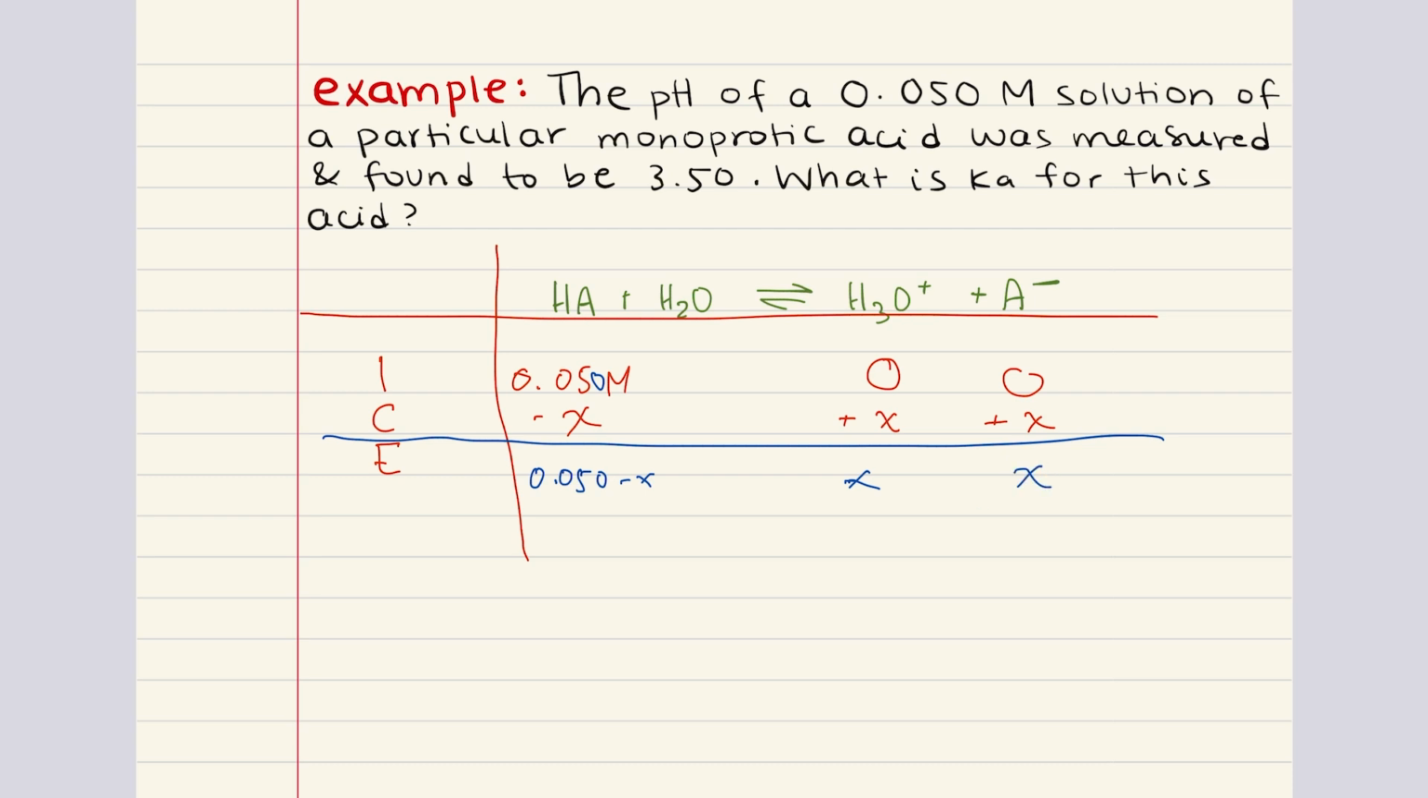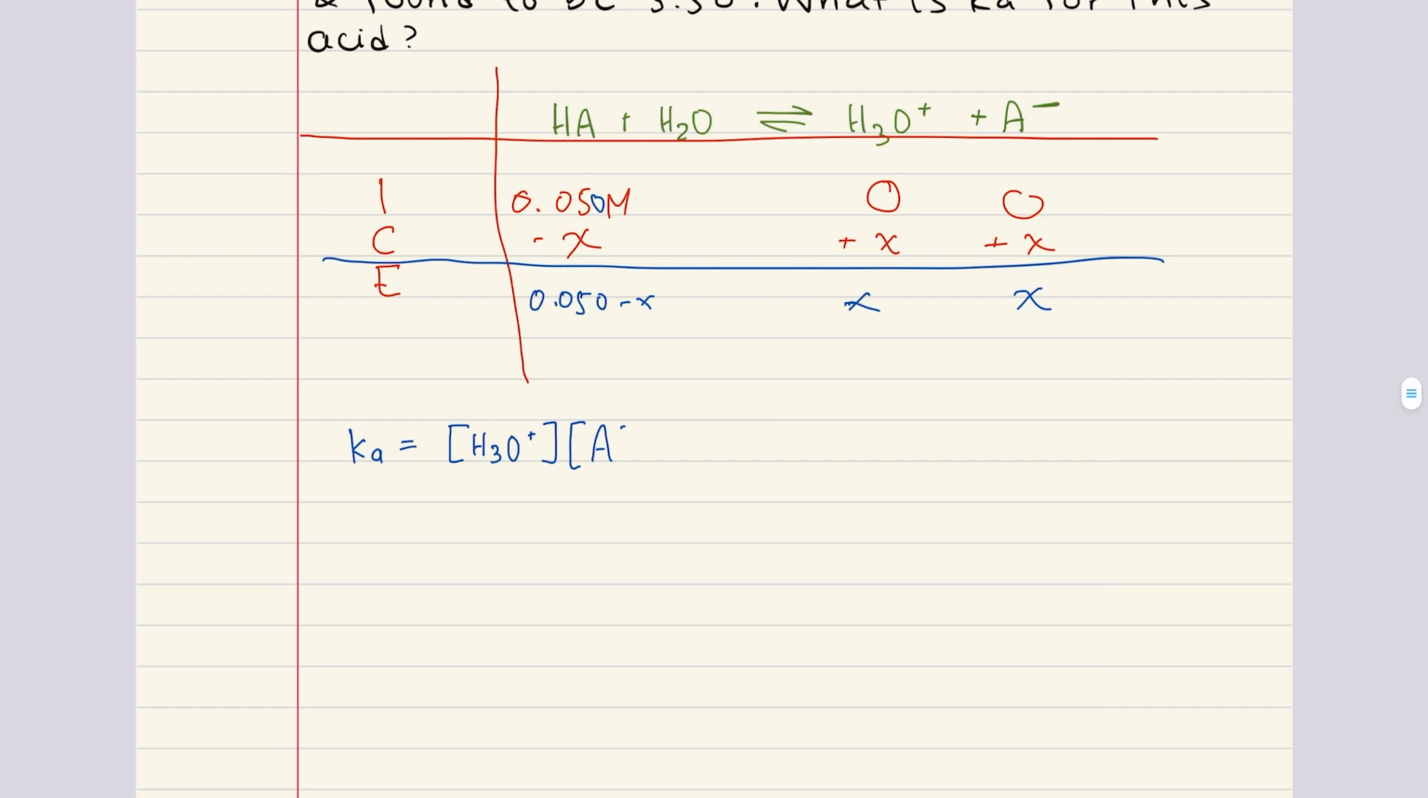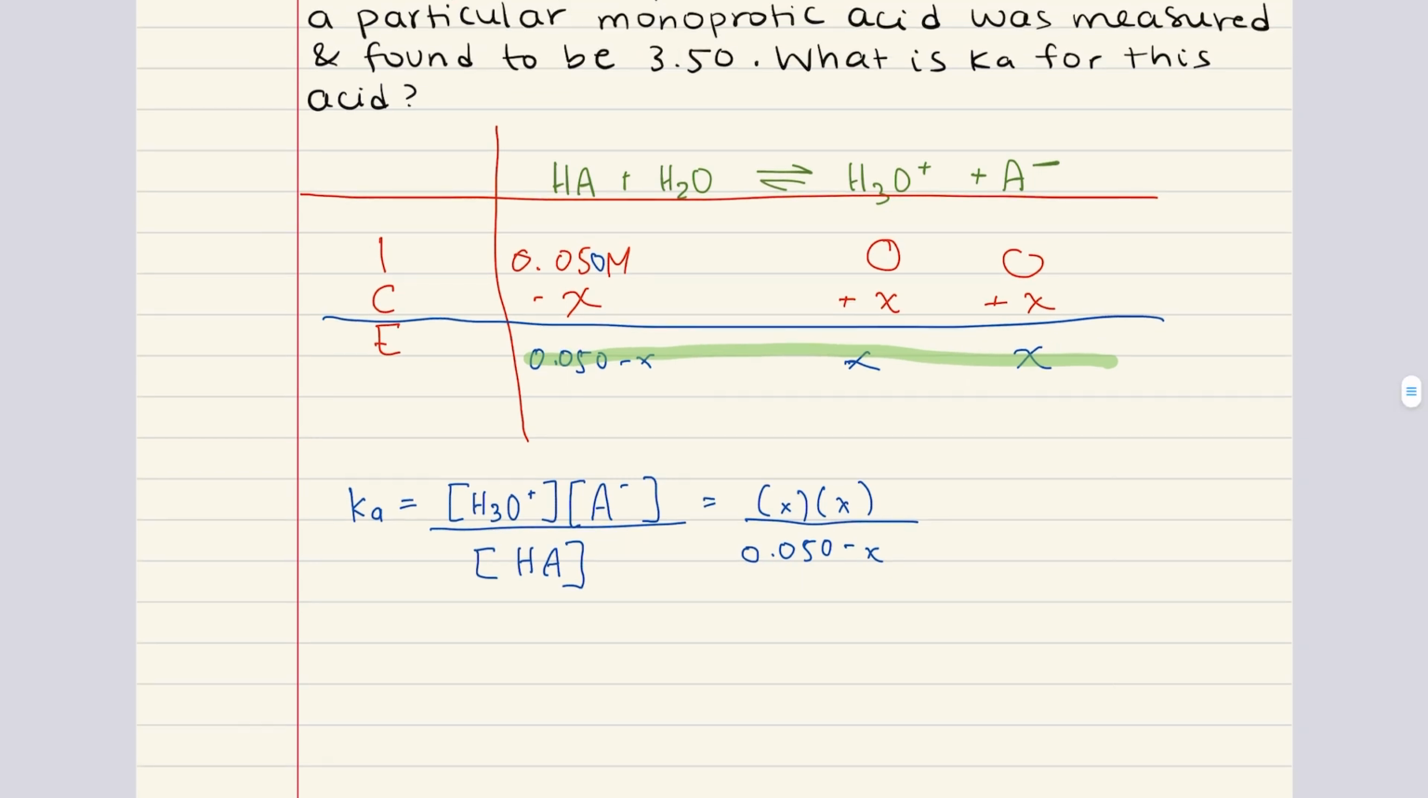Now that we have our ICE table set up, let's go ahead and write our equilibrium constant expression. This is going to be the concentration of our hydronium ions multiplied by the concentration of our conjugate base divided by the concentration of our weak acid. And we can go ahead and replace our equilibrium concentrations into this expression. So this is going to be X multiplied by X divided by 0.050 minus X.